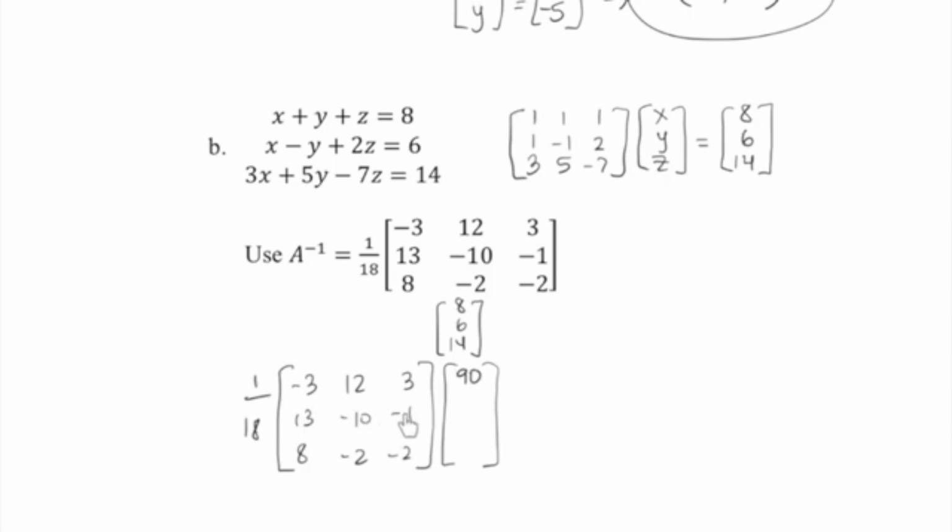This entry is that row to that column, so 13 times 8, that's 104, and then negative 60 and negative 14, so we have 104 plus negative 60 plus negative 14, and that's 30. And this entry is row 3 with that column, so 8 and 8, that's 64, minus 12, minus 28, and that's 24.